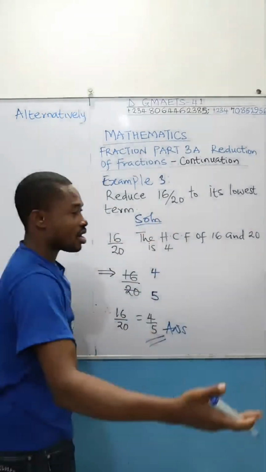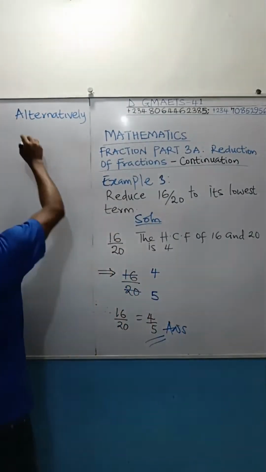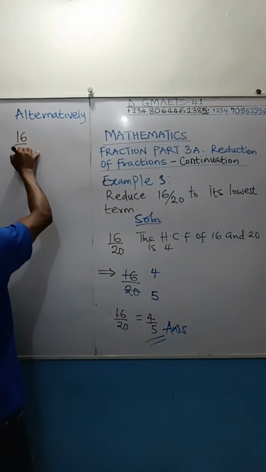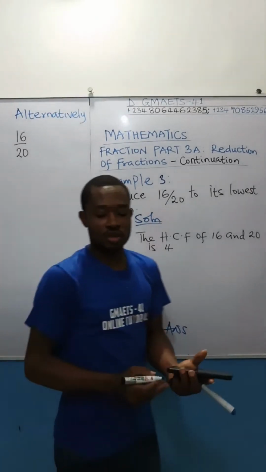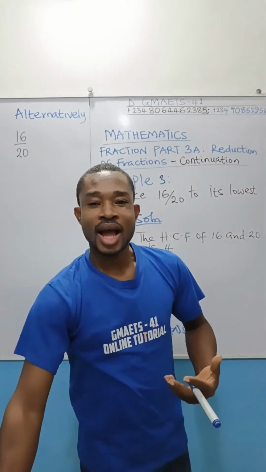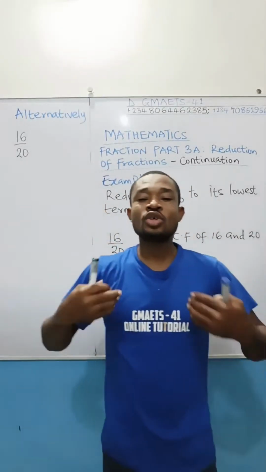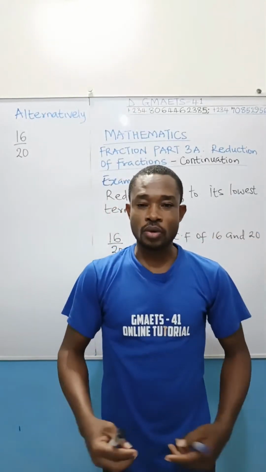The other way around, if I don't want to use this method, I want to do continuous division. I will have 16 over 20. Through the continuous division, let me assume that I don't know the highest common factor of 16 and 20, that I don't know that it is 4.